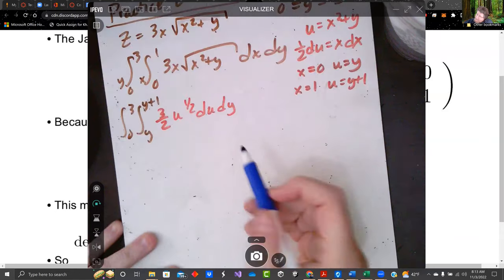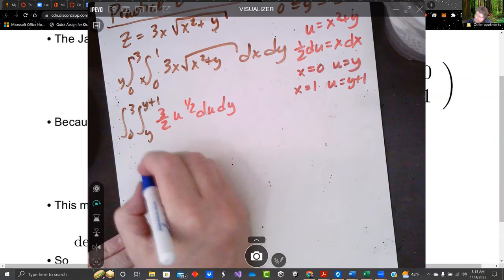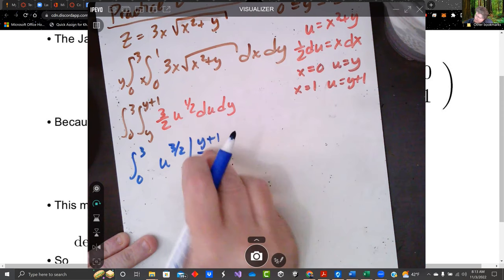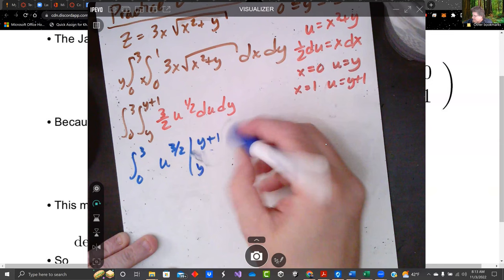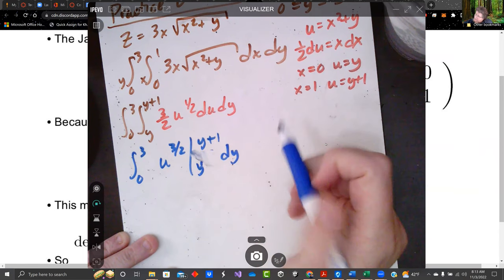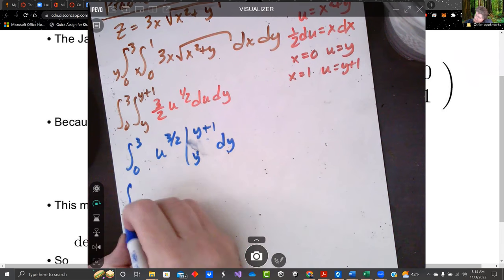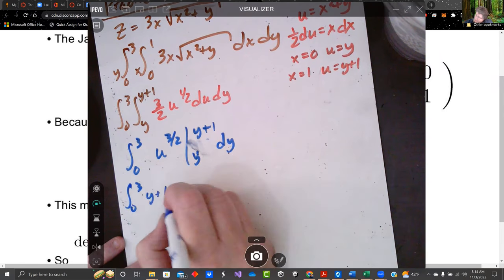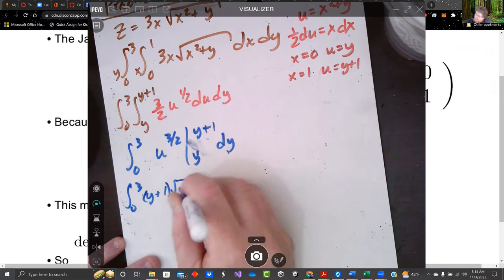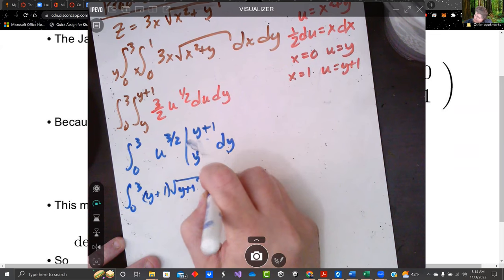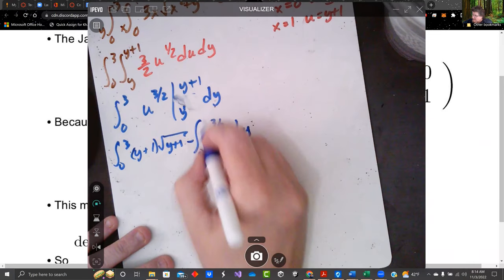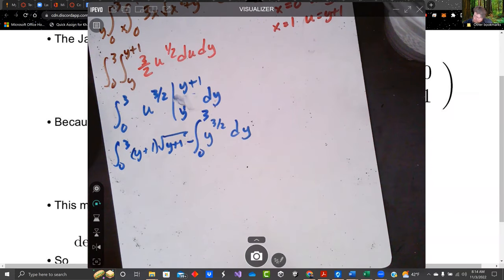Got that all cleaned up. Up to 3 halves, divide by 3 halves, just gives me u to the 3 halves, evaluated from y to y plus 1, dy. So I've got y plus 1 times the square root of y plus 1, minus y to the 3 halves. Let's make that two integrals, and that puts a dy in here.